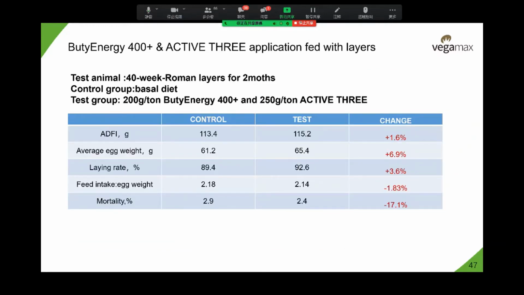This is a test on the layers, 40-week Roman layers, for 2 months with the dose 200 gram per ton Built-Energy 400 plus and 250 gram per ton Act.25. The results show that the laying rate increased 3.6% and the mortality decreased 17.1%.